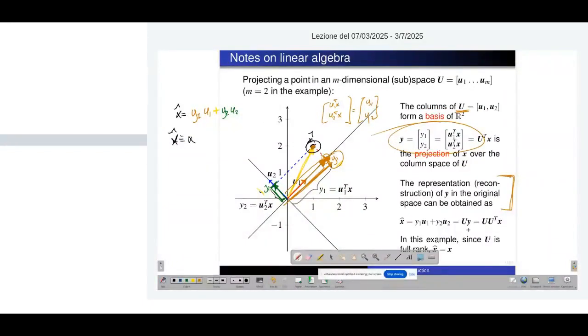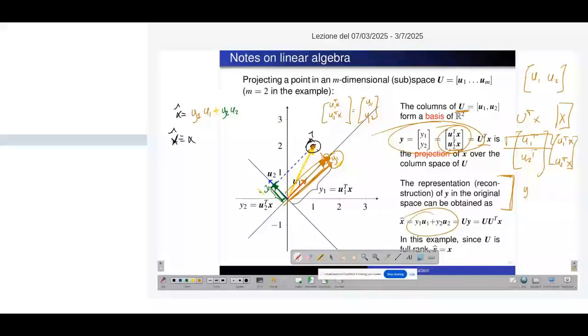Now, if we express everything in matrix form, we can see that the coordinates of the projected point can be expressed as u transpose x. Remember that U contains, in this case, u1 and u2. So u transpose is u1 transpose, u2 transpose. And when I multiply this by x, I multiply each row of the matrix by the column vector x. So this will be u1 transpose x, and this will be u2 transpose x, exactly what I need to compute.